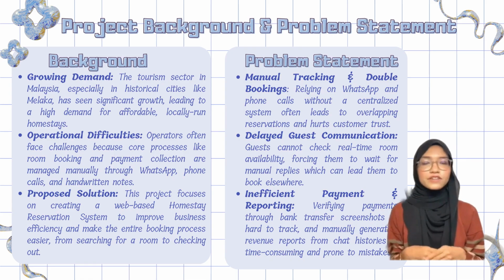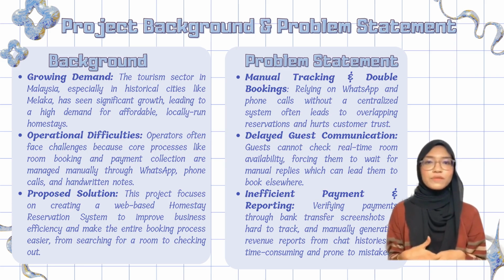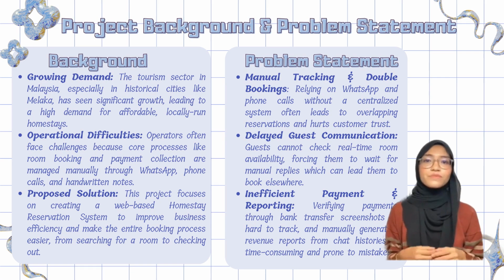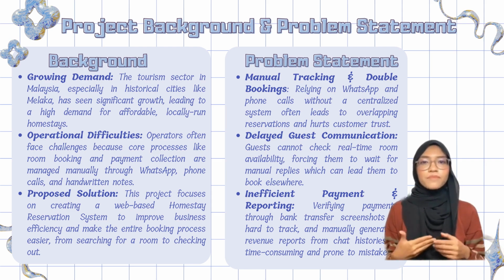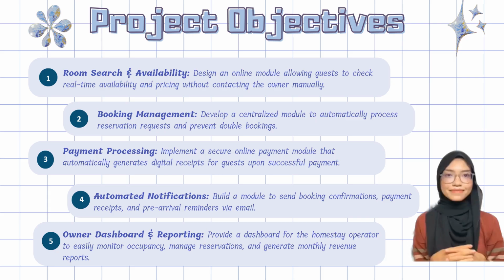Guests cannot check room availability in real time and must wait for the owner to reply manually, which may cause them to book elsewhere. The final problem is inefficient payment verification and reporting. Owners need to verify payment screenshots manually and prepare reports from chat histories, making the process time-consuming and prone to mistakes. This challenge highlights the need for a more efficient and automated reservation system.